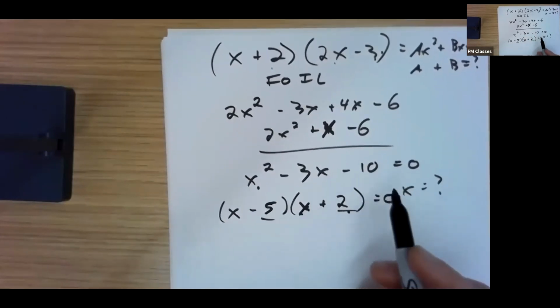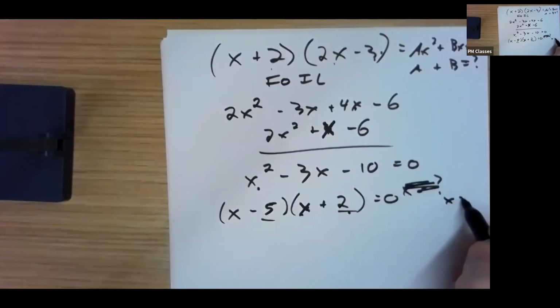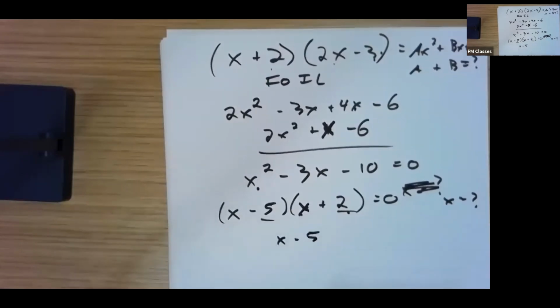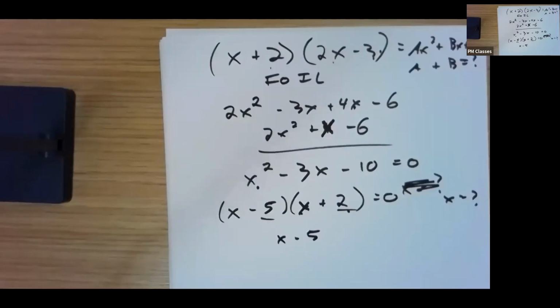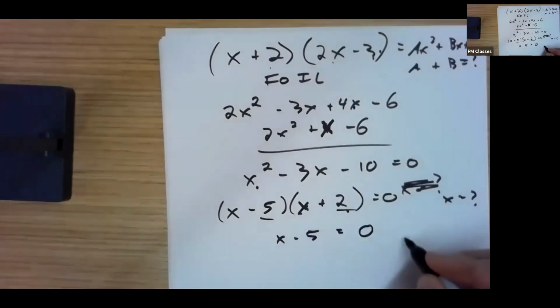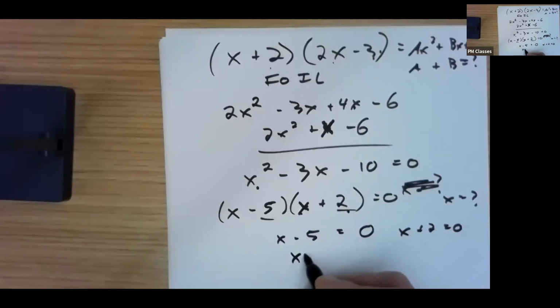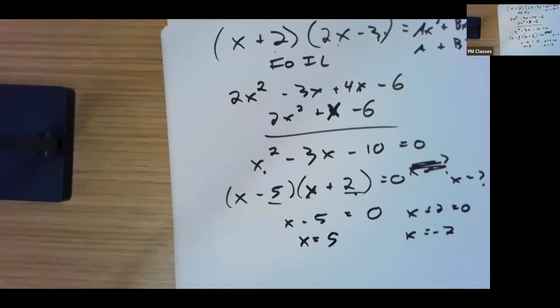Multiply to -10 and add to -3. So if they're asking me what x equals, if x minus 5 equals 0 and x plus 2 equals 0, this means, depending on the language on the SAT versus ACT, finding the solutions, finding the roots, lots of different ways to describe that. So my roots, or my solutions, would be x equals 5 and x equals -2.